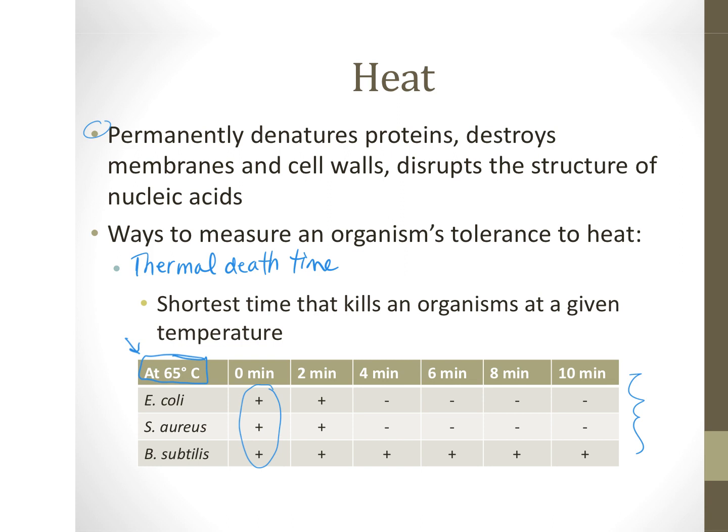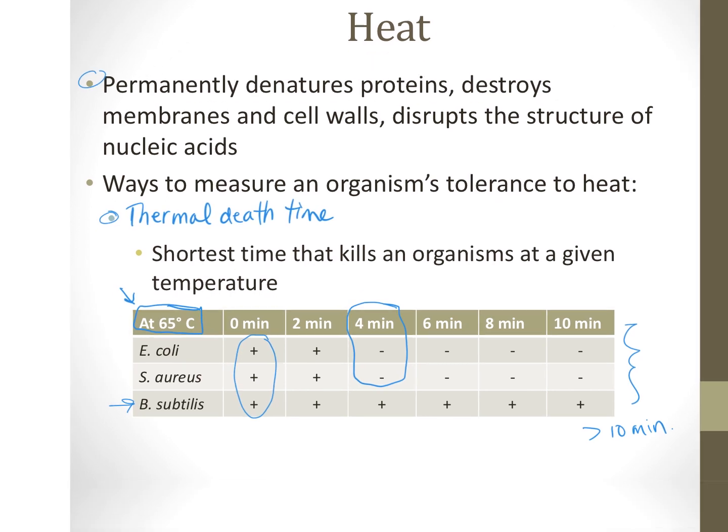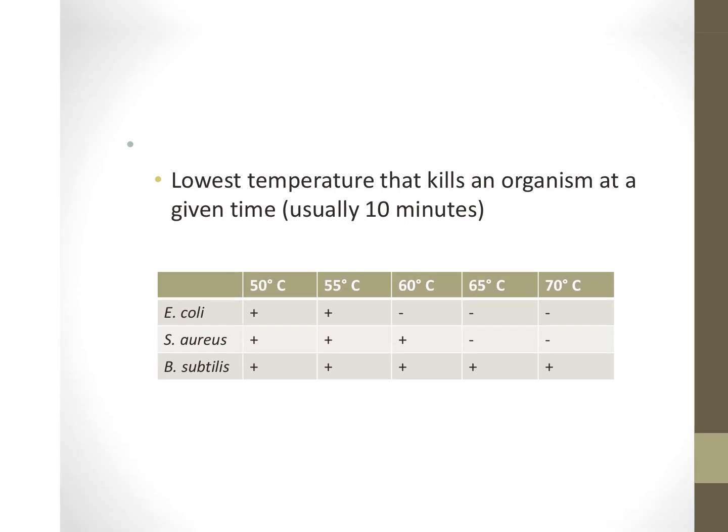So if we were trying to understand the thermal death time, the shortest time that kills at a given temperature, for E. coli and Staph aureus, the thermal death time would be 4 minutes. For Bacillus, the best we could say would be greater than 10 minutes. Okay, remember what's special about Bacillus, it's a spore former, so that's not surprising. We hope to see that in lab, that it can survive a lot longer. Again, these are all mesophiles, and these short exposures to high heat, that's what we're testing.